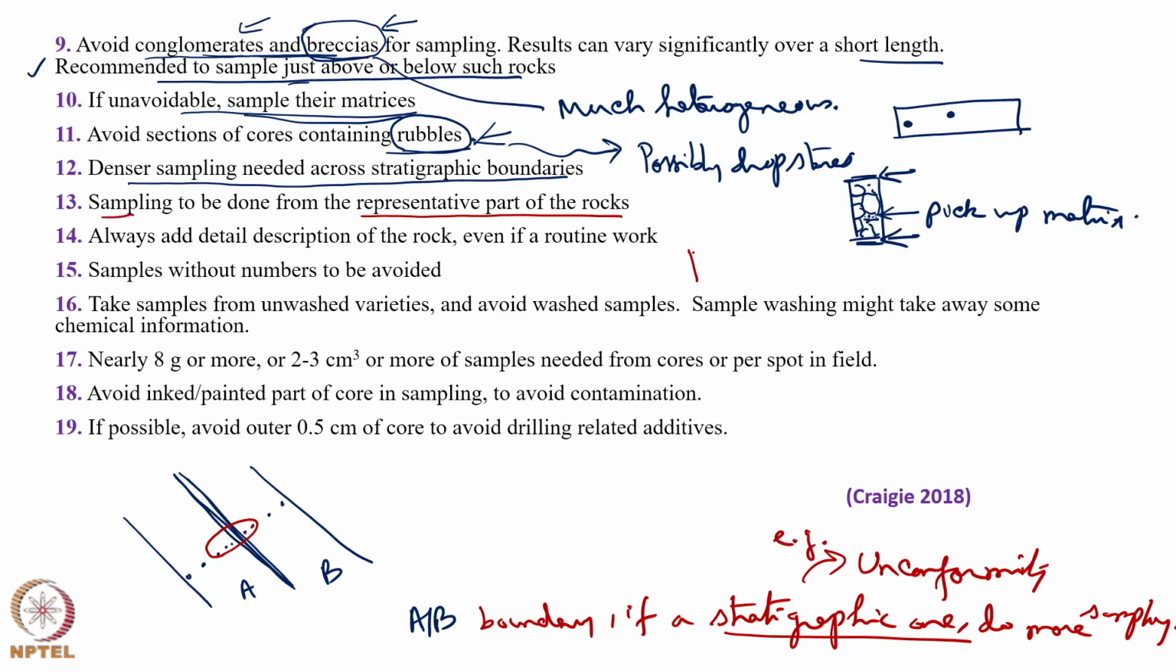That means, if this is a rock section I am watching and I am finding an unconformity, and here visibly there are some other rock particles, mineral grains, then I will not choose the sampling from here, because this is not a representative section. I will choose the sample for geochemical analysis from the representative portion.